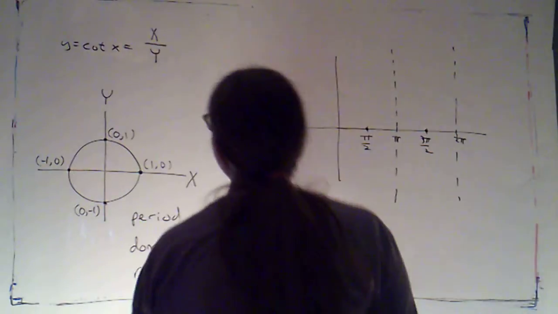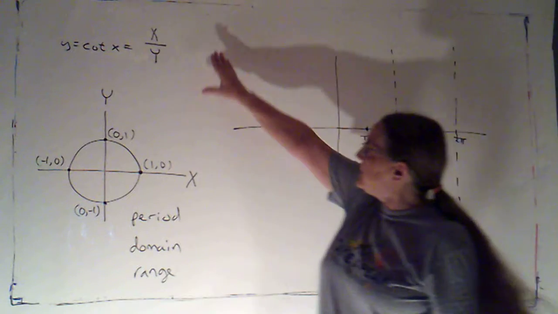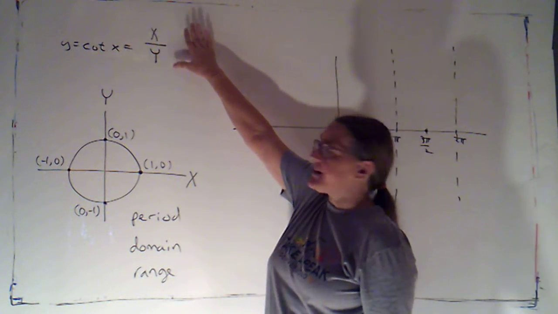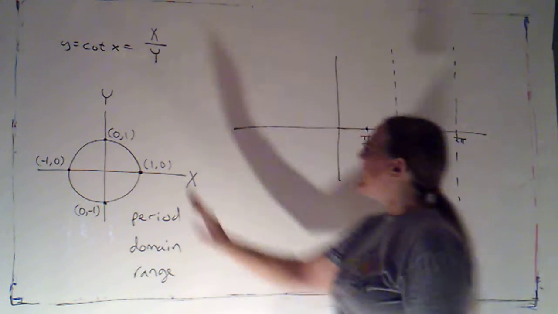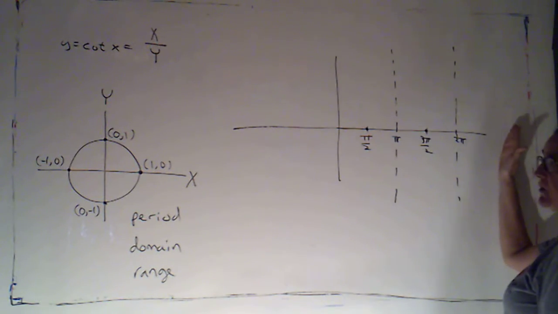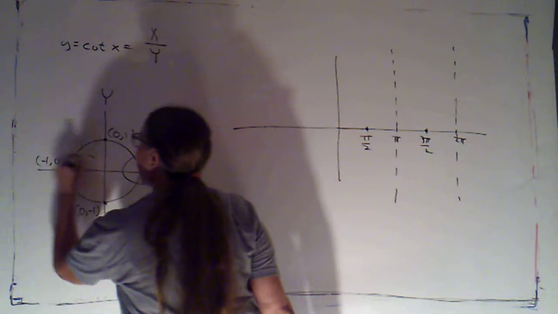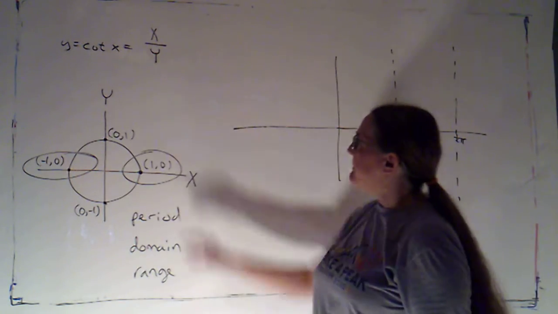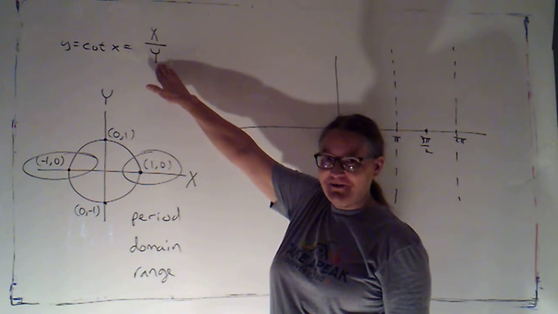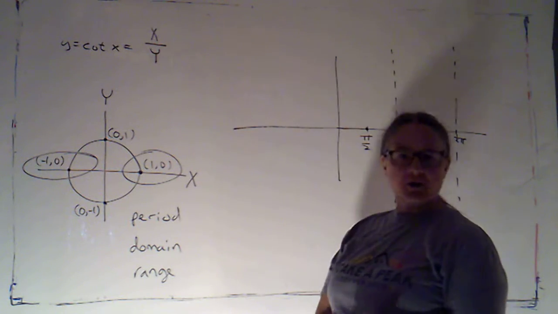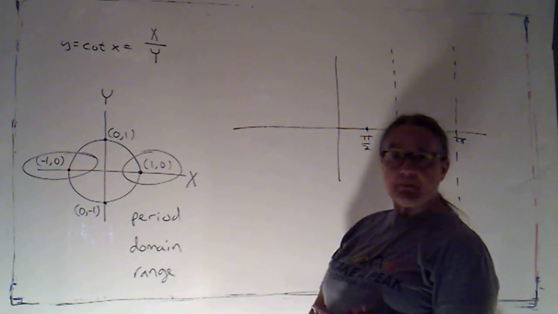Let's start on graphing cotangent. I reminded us of the unit circle definition, which is that it's capital X over Y, and I've marked off my quadrantal angles. I can see I'm going to have problems now at these two points, because that's where the capital Y value is 0. So that's where my vertical asymptotes will be, and that's at multiples of pi.